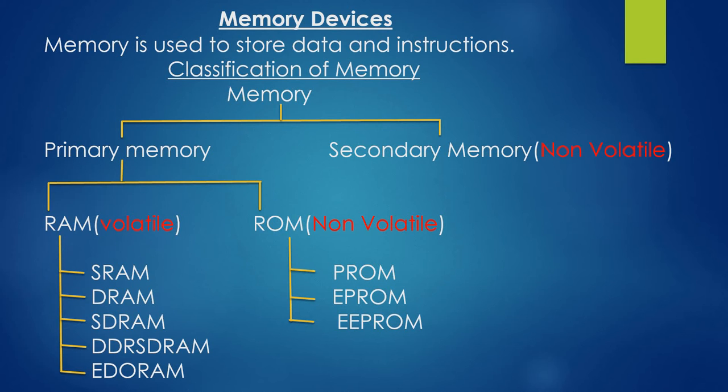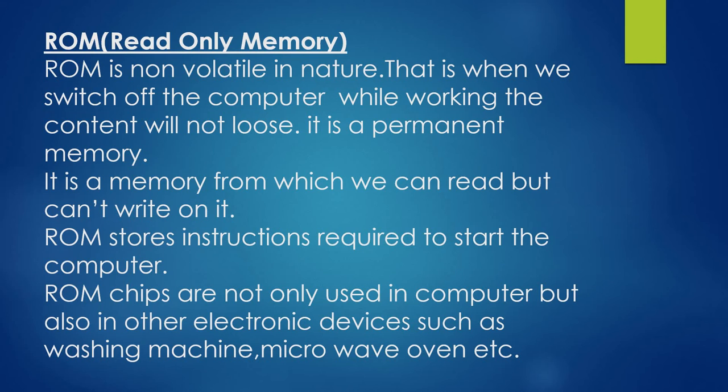Next, classifications of ROM: PROM, EPROM and EEPROM. ROM is read-only memory. This ROM is non-volatile in nature. Non-volatile means it is permanent memory. That is, if the power goes off when we switch off the computer while working, the content will not be lost. It is a permanent memory.